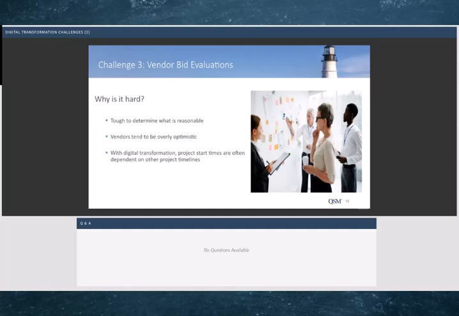Number 2, sometimes vendors are overly optimistic, right? They're trying to win our business. Maybe they come in with a really aggressive bid and a low price. Maybe the schedule's too aggressive. We need to be able to see that early so we don't sign up to something crazy and that's not realistic.